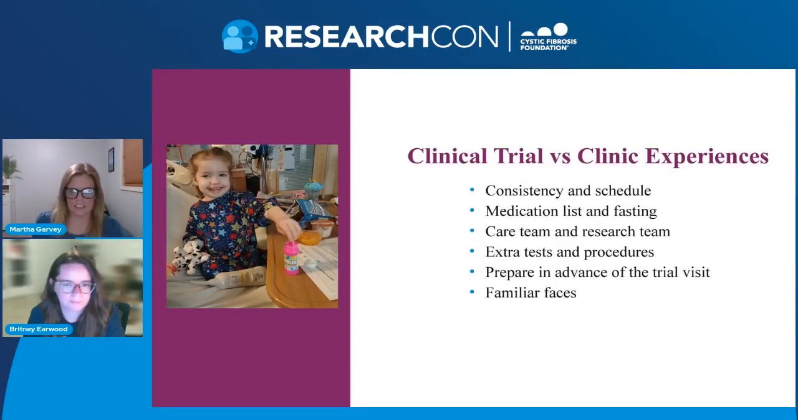Also, the scheduling is a little different. For a clinic visit, it doesn't necessarily matter if I do PFTs first or blood work and then see my doctor. But for the clinical trial, going with consistency again, it was the exact same schedule. Start with PFTs, then blood work, then sputum culture. That could not switch. So that was another big difference between the two.